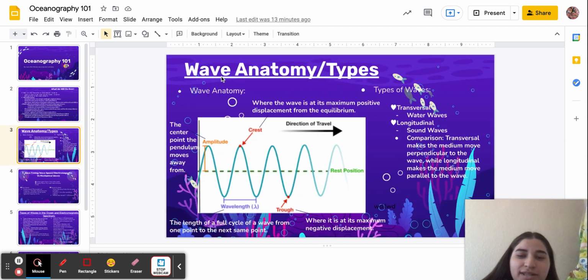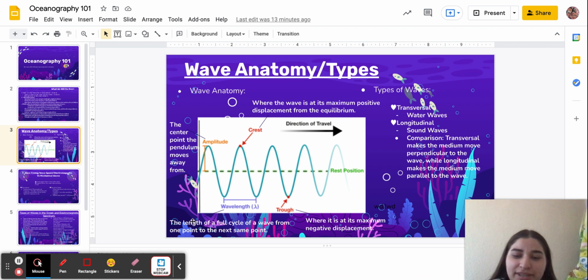So first, the anatomy of waves. So the crest, right here, I have a diagram. This is a wave, and the crest is where the wave is at its maximum positive displacement from the equilibrium. Basically means right here. It's always going to be the top part of the wave right here. And the opposite of that is the trough, which is where the wave is at its maximum negative displacement. So it's always going to be right there, at the bottom.